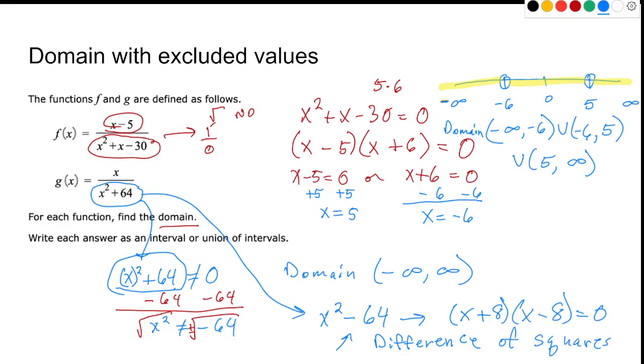But the sum of squares, well, there is no way it factors, so the domain for this particular one is always going to be negative infinity to infinity. But it typically will throw students, I'll see both answers for questions like this one. Okay, so that's domain with excluded values.